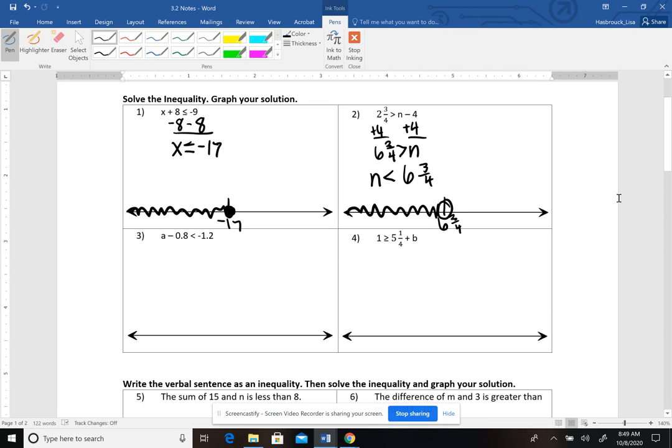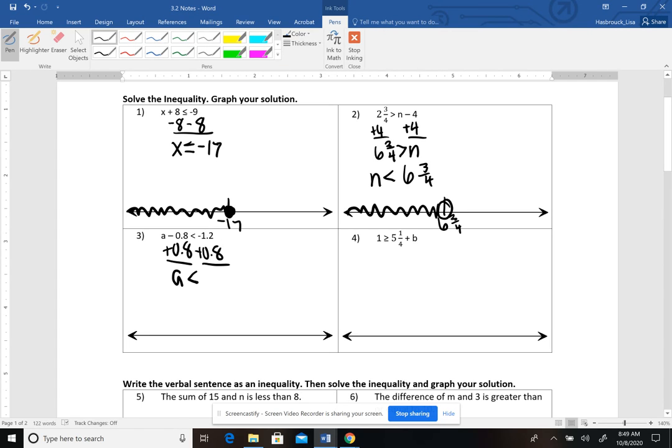For number 3, we need to move the minus 0.8, so I'm going to add 0.8 to both sides. This means a is alone and less than. So you have a negative 1.2 and a positive 0.8. They're opposites, so you would subtract them.